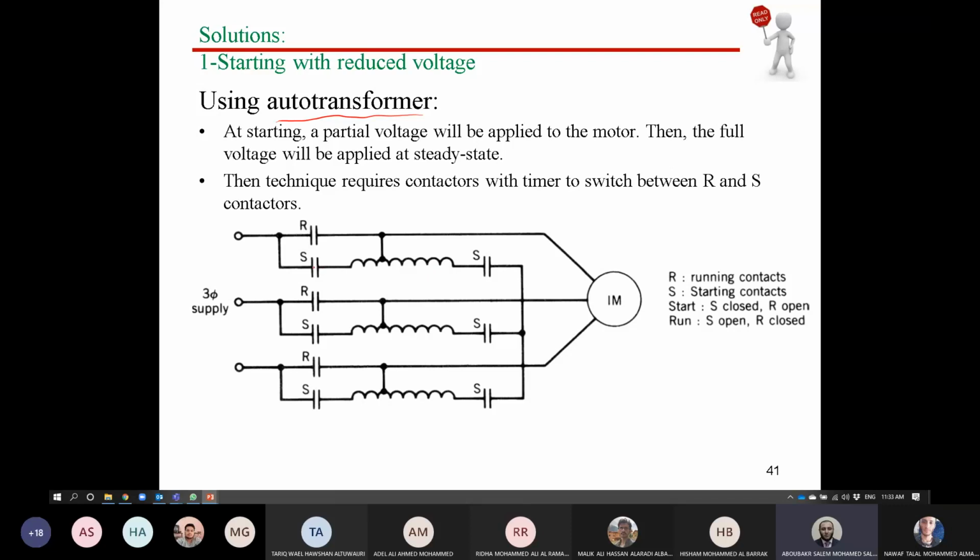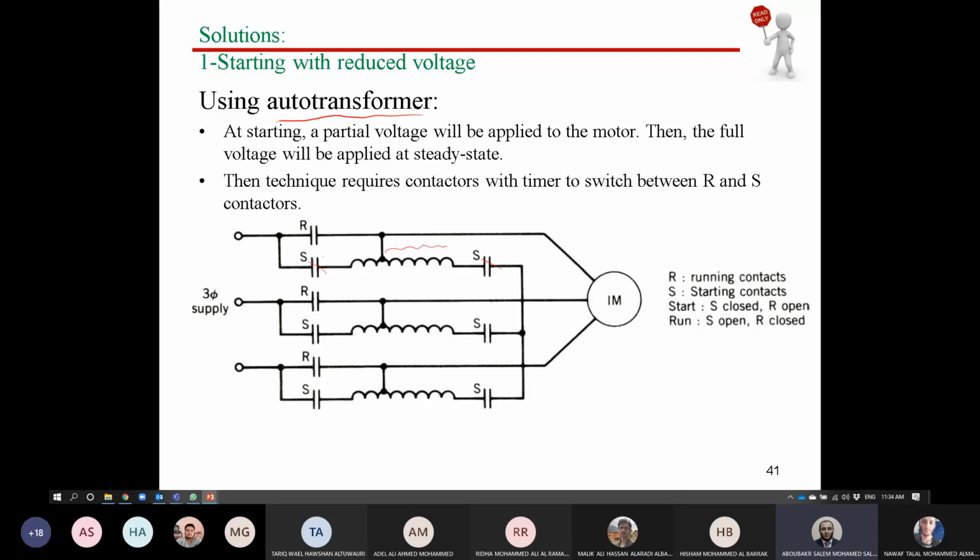So if you apply S as short circuit and R as open circuit now, this means that S is starting and R is running. S is a coil or contactor which is working at starting, and R is a contactor working at running, which is at steady state. So if you close S now like that, you will take a part of the voltage. However, at run operation, you should turn off this contactor and turn on that contactor in order to take all of the voltage. Right. So this is regarding auto transformer.